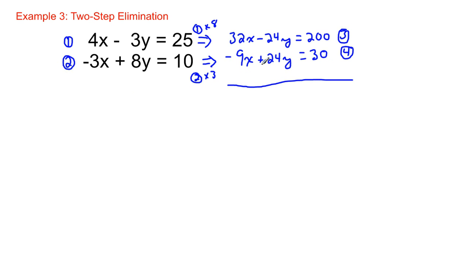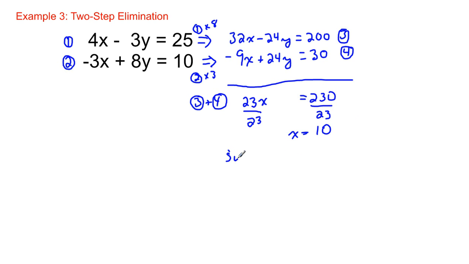And now I'm going to add these two equations together because my y's have the same magnitude with different signs. So I'm going to take equation 3 plus equation 4. Okay, so I have essentially positive 32x plus negative 9x, or 32 minus 9. So that's going to give me 23x. My y's are going to cancel, and that is going to equal 230. And 23x equals 230. I can simplify this, solve for the x by dividing by the coefficient in front of the x, and I'm going to get x equals 10.